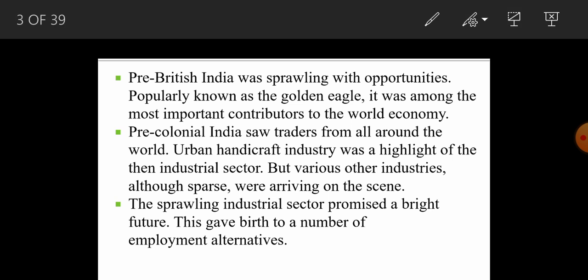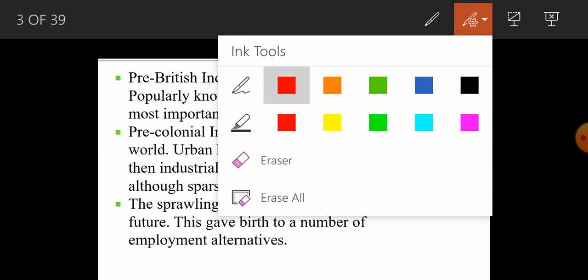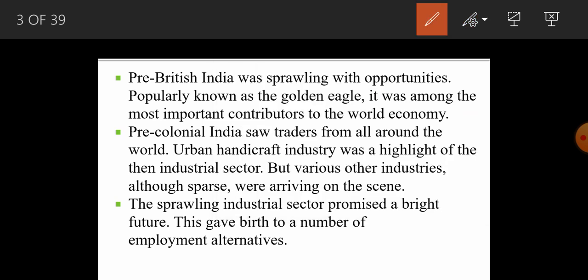Here it says that as far as pre-British India is concerned, it was sprawling with opportunities, popularly known as the Golden Eagle. Sprawling means it was full of opportunities. There was a maximum number of opportunities available at that time, and that's the reason our country India was popularly known as the Golden Eagle. That we already know, Sone ki Chidiya.